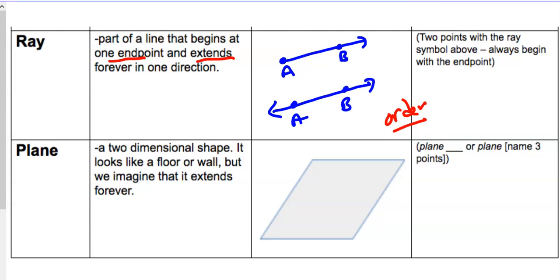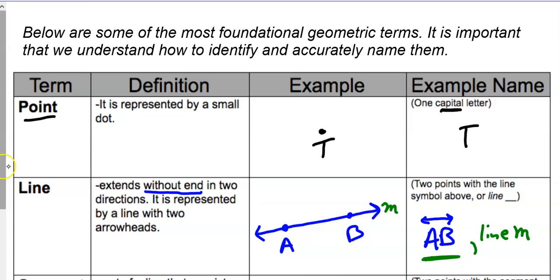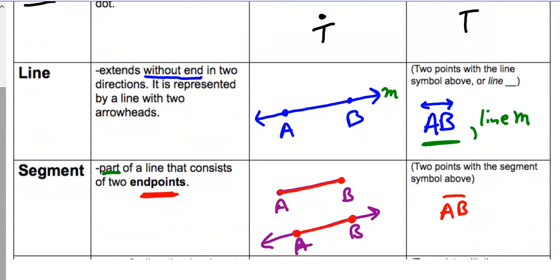Okay, so let me talk about that. If I go back here to a line and a segment, it doesn't matter if I say line AB, I could also say BA, as long as I have a line above it. And same idea for my segment. Doesn't matter what I start with, A or B, that names this exact same segment.